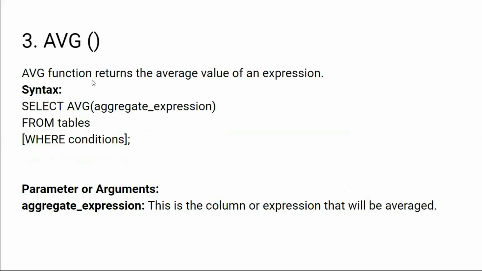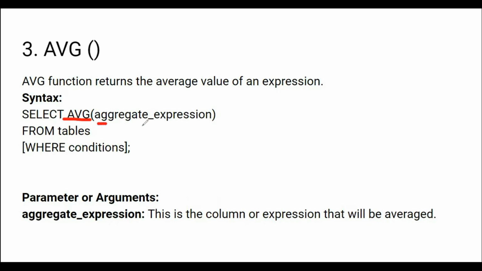The next one is the average function. The average function returns the average value of an expression. In this average function, you have to consider the null cases. The null values will not be considered under this average function; only the actual values will be considered. The column or the expression for which you want to find the average has to be given inside the parameter list of the average function. Then if you have any conditions, you can apply them at the end.